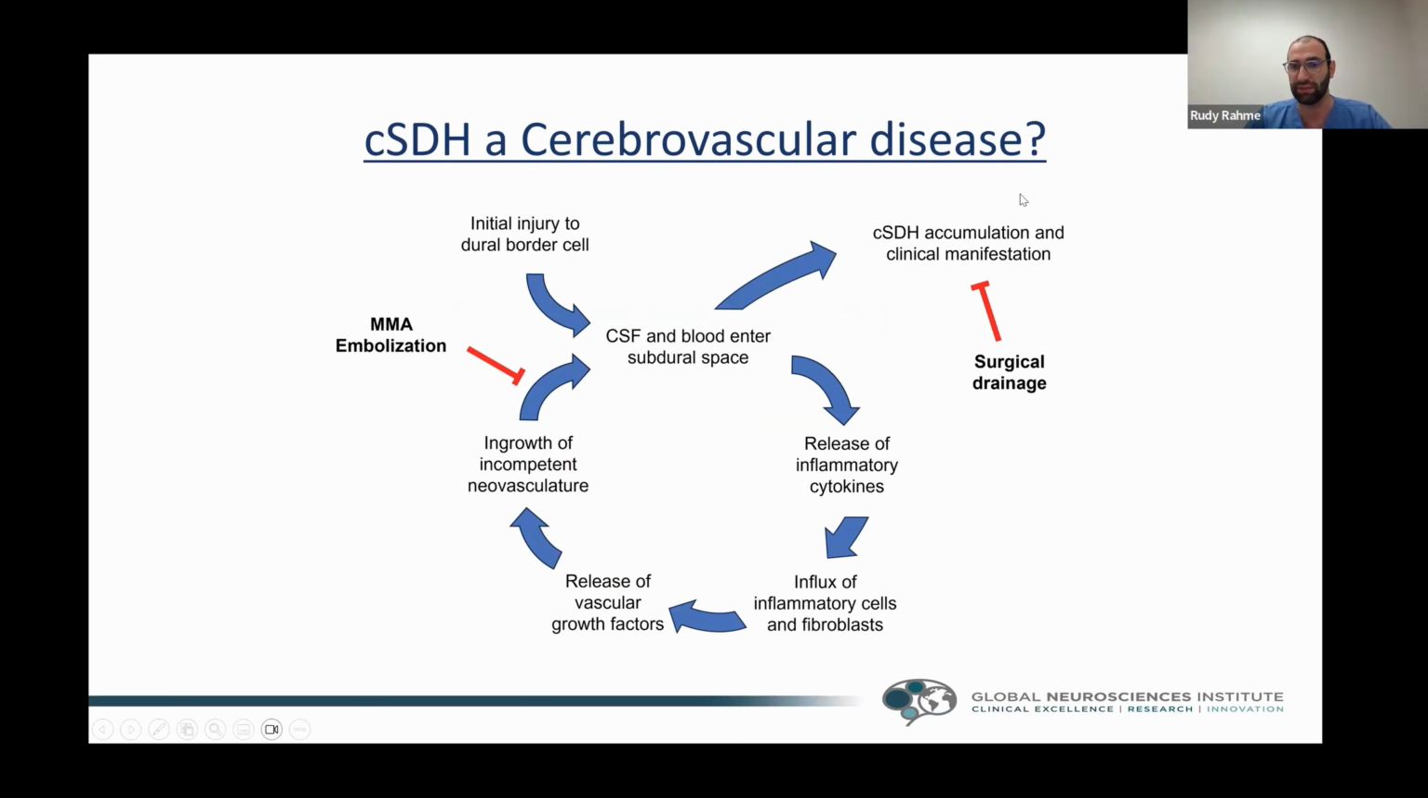What we used to do was just surgical drainage. This cycle persisted. We didn't have any way to address it. Now we actually have a way to address it. So now there's the inflammation, the fibroblast, the vascular growth factor, the incompetent vasculature. This is where middle meningeal artery embolization happens. It blocks that step. By blocking that step, there's no further growth. And then either the physiologic processes take place and there's reabsorption of the subdural hematoma, or the surgical drainage happens.